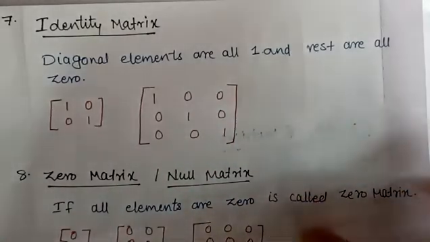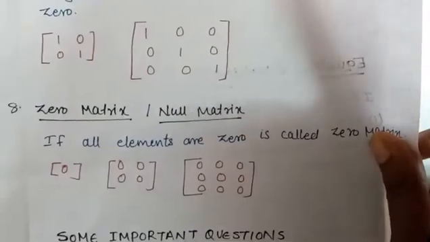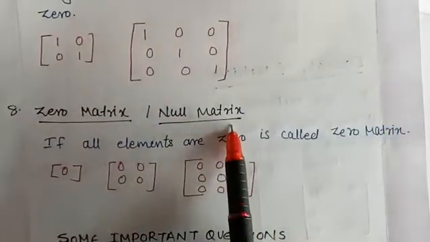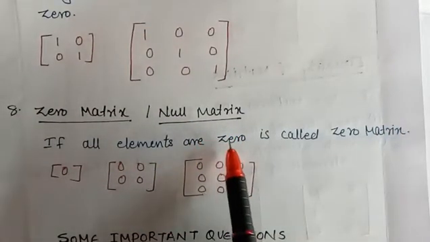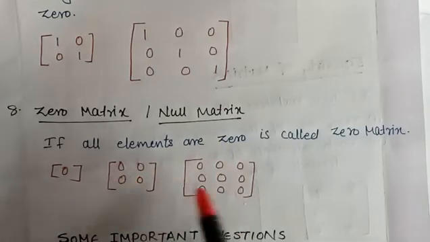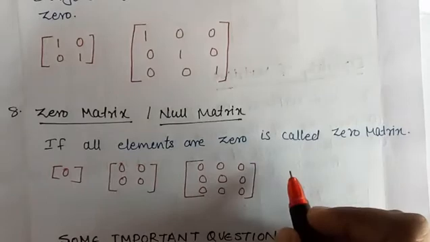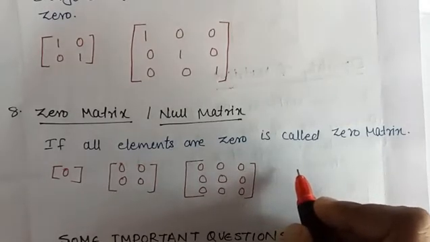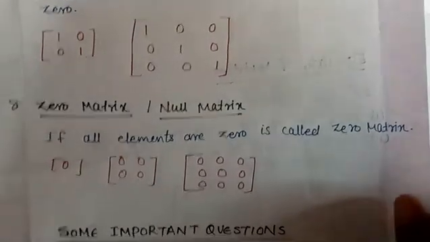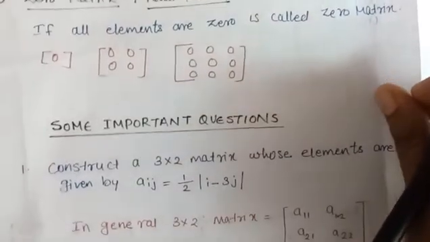Then the other one is zero matrix or null matrix. Zero matrix or null matrix means all the elements are 0. This is called null matrix. So the order of the matrix is also 0. Okay. Then we can discuss some important questions.